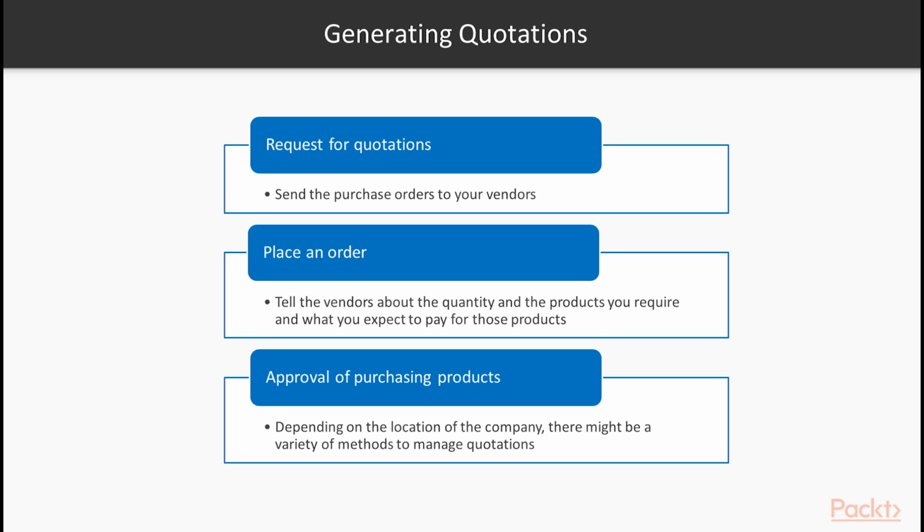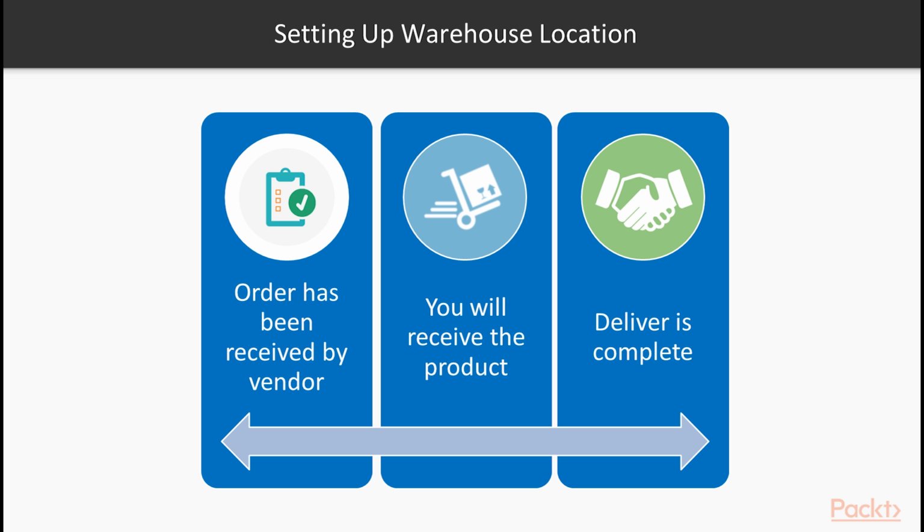Depending on the industry and the specific location of the company, it is possible that there might be a variety of methods to manage quotations and approvals when purchasing products. Receiving the product. In a simple purchasing workflow, once your purchase order has been received by the vendor, you will be waiting for them to fulfill the order. At some point you will receive the product.